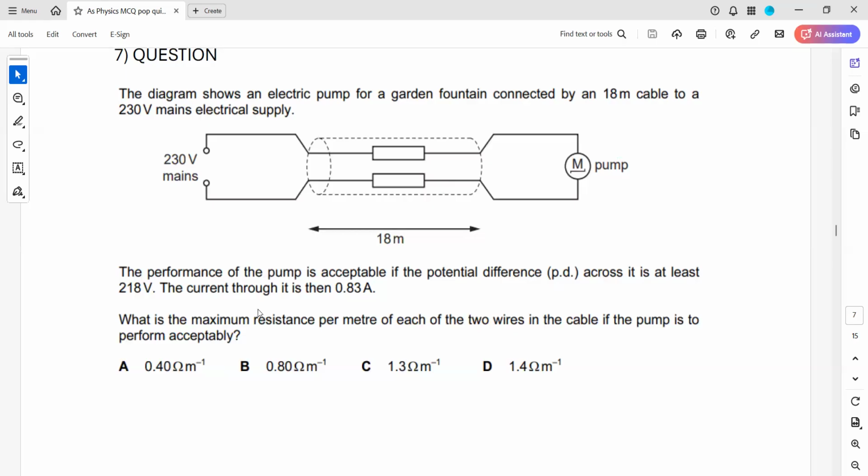We need the maximum resistance per meter for each of the two. They ask for one. So when they ask for one, this was 230 and this is 218. The total voltage of 12 was there, so 6 volts was here and 6 volts was here. And we need for one. As they ask resistance per meter for each, that's why we solve for one only. So 0.83 current was there and the length for each is 18. So the resistance of one component divided by length, we got the resistance per length for one of the two wires.